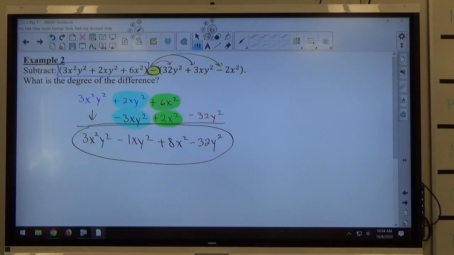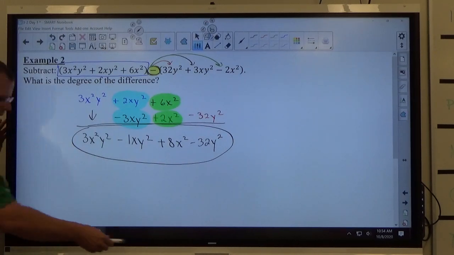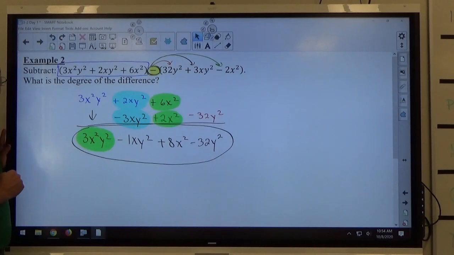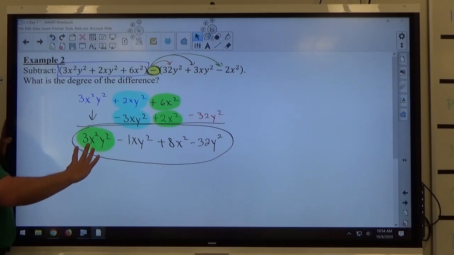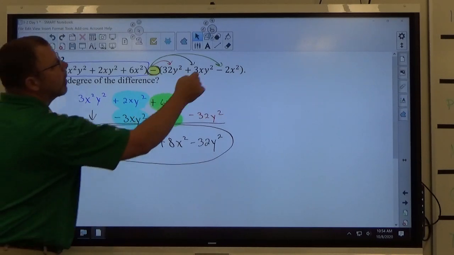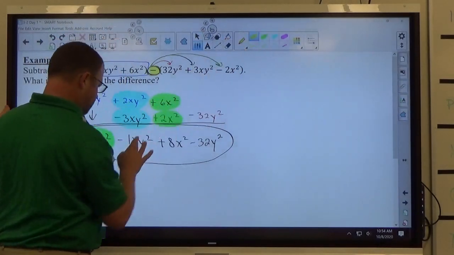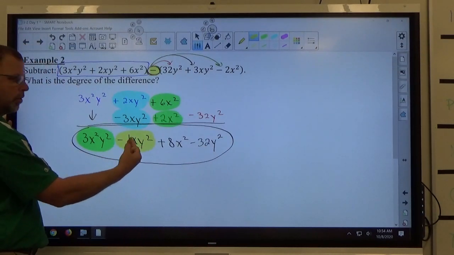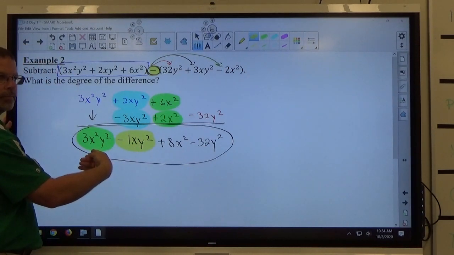All right, as far as degree is concerned, okay. First term has two variables x and y. The powers are 2 and 2. We add those powers up. 2 plus 2 is 4. So that degree is 4. The second term has two letters, x and y. The powers are 1 and 2. 1 plus 2 is 3. 4 is still bigger, right?